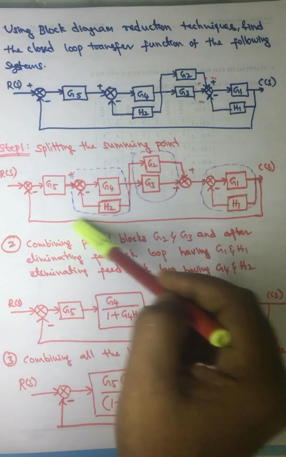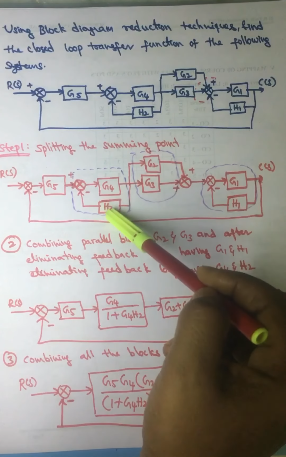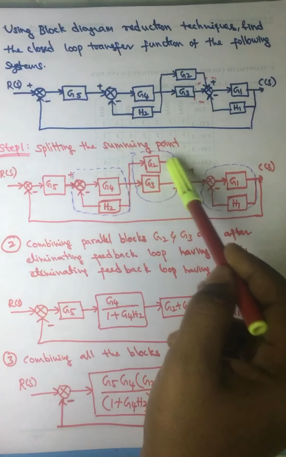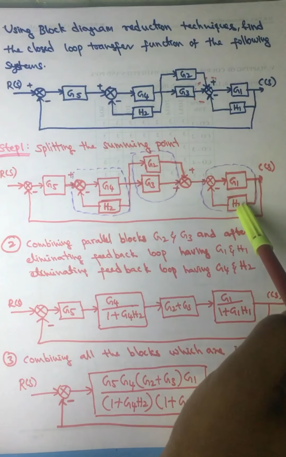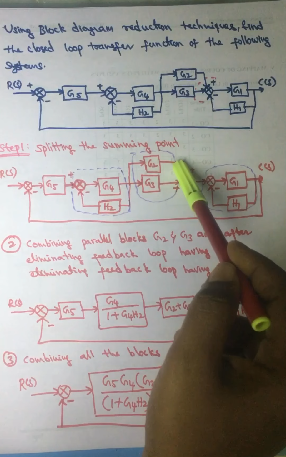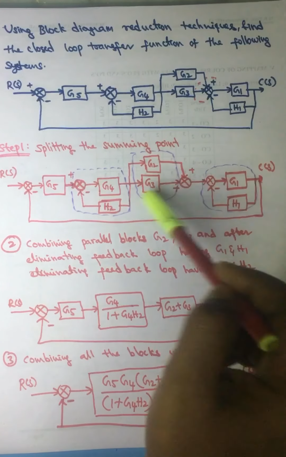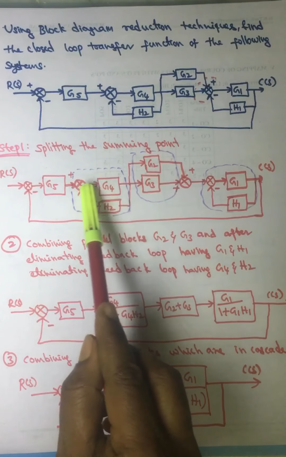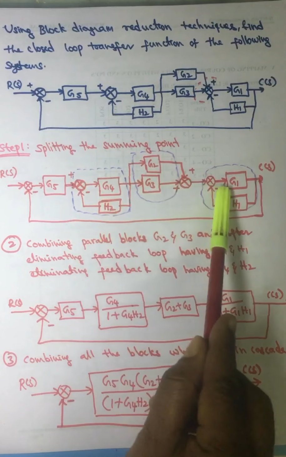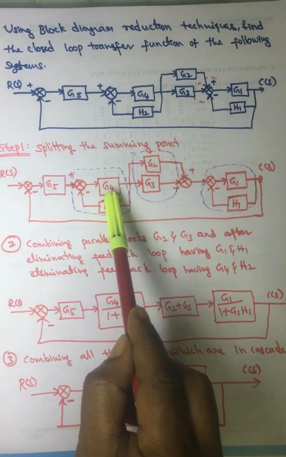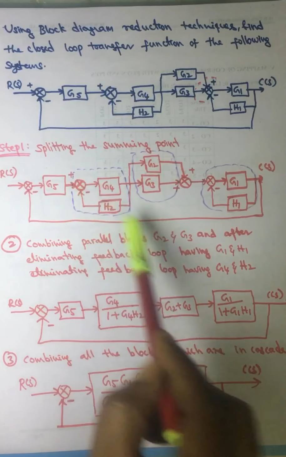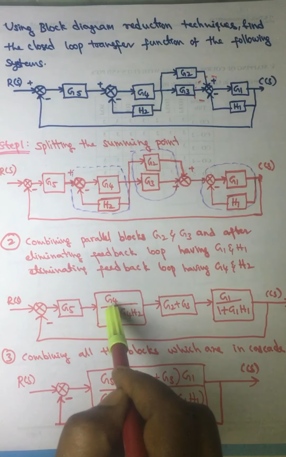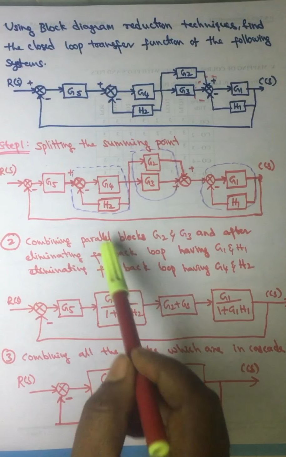Now if you see this block diagram, G4 and H2 are in feedback, G2 and G3 are in parallel, G1 and H1 are in feedback. So we just remove all these three blocks. Now remove this feedback path. How to remove this? Forward path gain. What is the forward path gain? G4 divided by, since it is negative, it is 1 plus the loop gain.